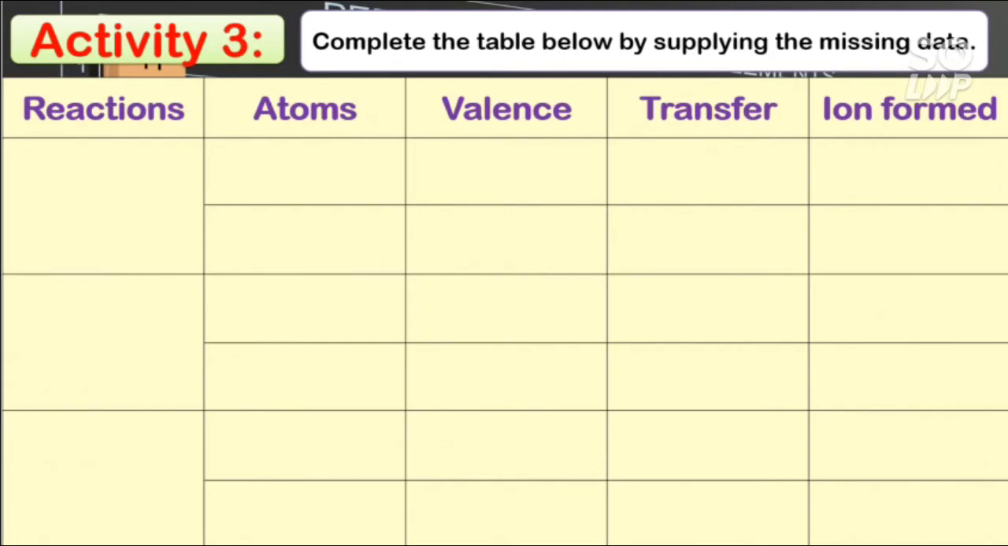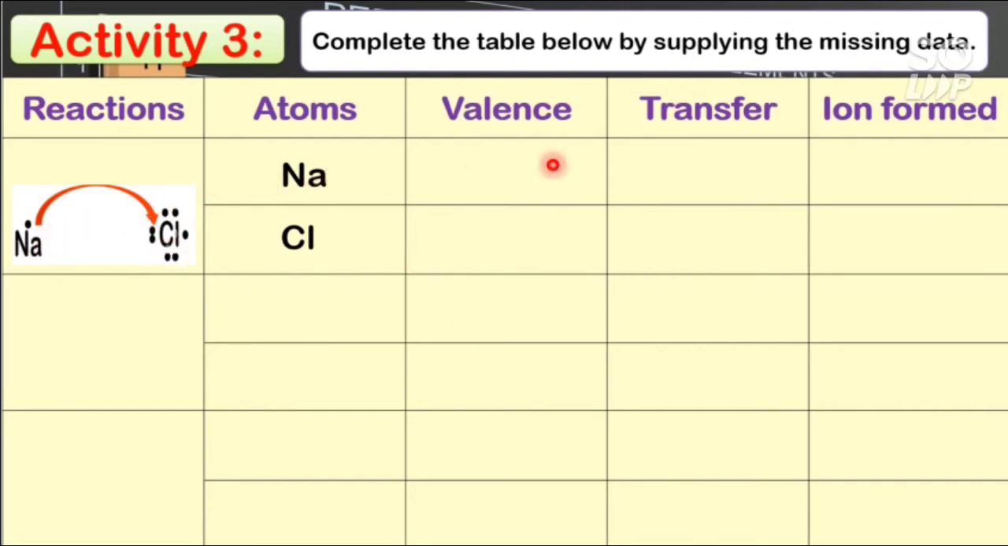So the first one, I will give an example: sodium and chlorine. Like what we did, you have observed that sodium transferred its electron to chlorine. So there are two atoms involved here. One is sodium and the other one is chlorine, right? It is very clear in our diagram that the atoms are sodium and chlorine.